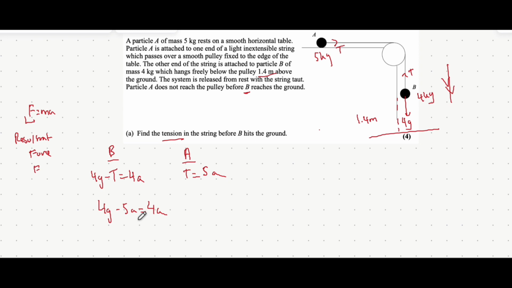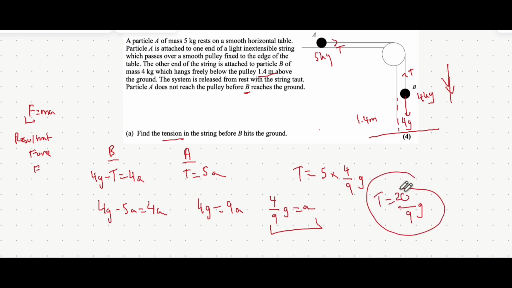In this case, you can add 5a to both sides, in which case we get 4g on the left-hand side is equal to 4a plus 5a, which is 9a. You can then divide both sides by 9 to get 4 over 9 multiplied by g is equal to acceleration. Once you've got acceleration, because it is the middle of the question, it's best not to round, so we're going to leave it in this exact form. But we can actually put it into the tension formula, and we get tension is 5 multiplied by this acceleration value, 4 over 9g. 5 times 4 is 20, so that becomes 20 over 9 multiplied by g. I'm just going to leave it in this format here, but you can put it into a calculator to get an actual numerical value of tension.